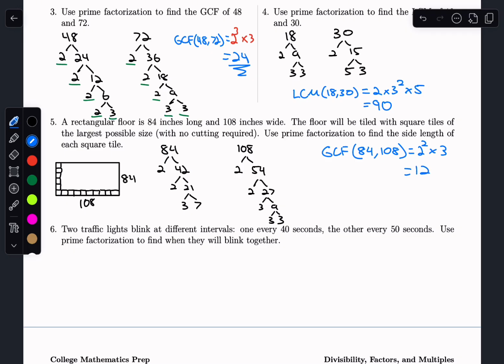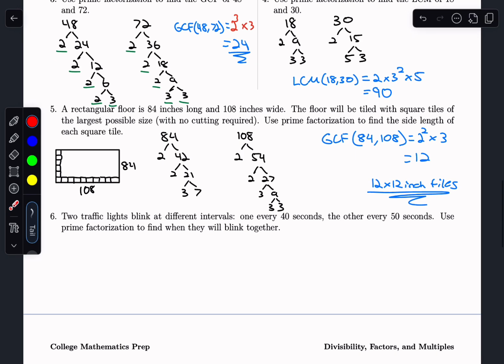And so we need 12 by 12 inch tiles. What we're really doing here is saying that if we buy 12 by 12 inch tiles, we will be able to tile across this side that is 108 inches long and up this side that's 84 inches long, and we will have nothing left over. It'll take 9 tiles to go across the long way and 7 tiles to go across the short way.